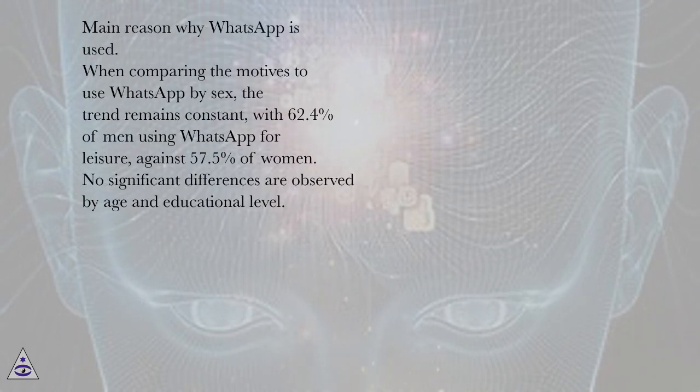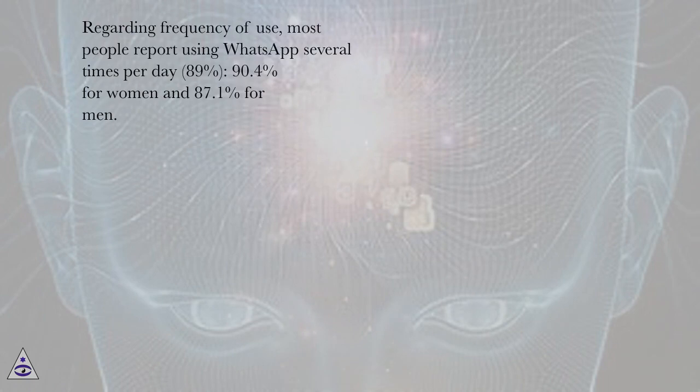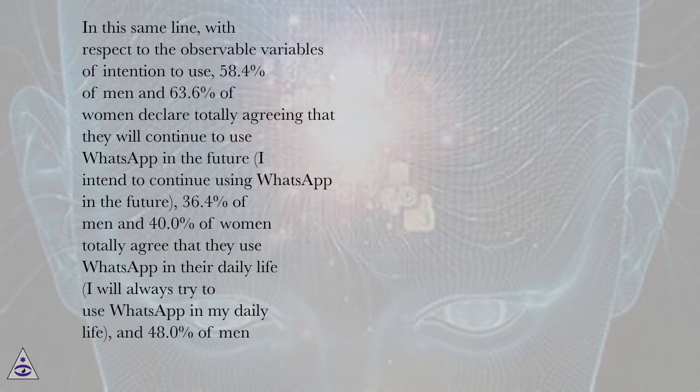When comparing the motives to use WhatsApp by sex, the trend remains constant, with 62.4% of men using WhatsApp for leisure, against 57.5% of women. No significant differences are observed by age and educational level. Regarding frequency of use, most people report using WhatsApp several times per day, 89%, 90.4% for women and 87.1% for men. In this same line, with respect to the observable variables of intention to use, 58.4% of men and 63.6% of women declare totally agreeing that they will continue to use WhatsApp in the future.